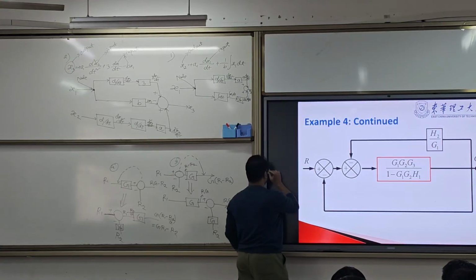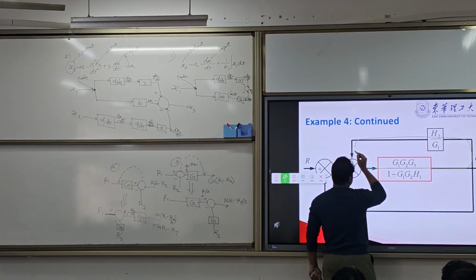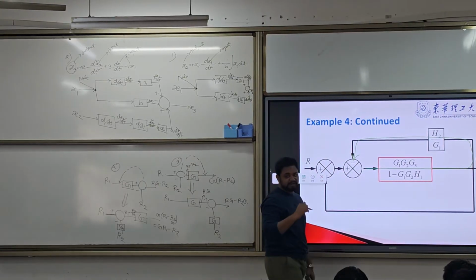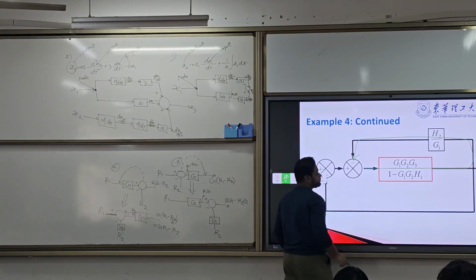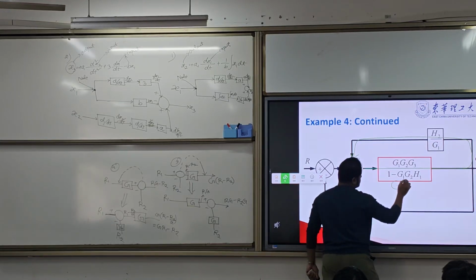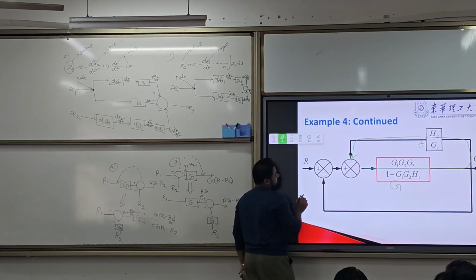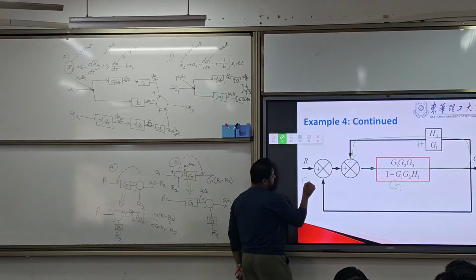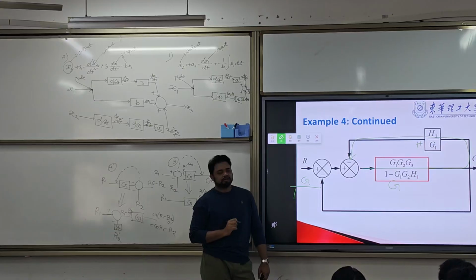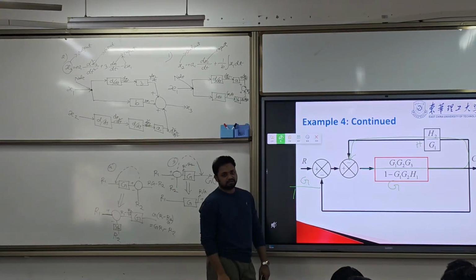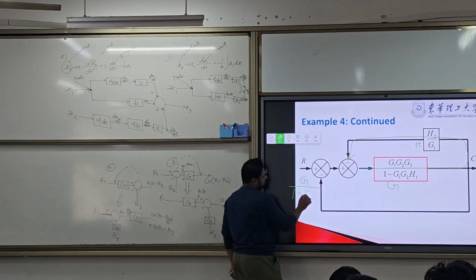Now look at this. This is what? Another feedback. It is feedback because the output is feeding back to the input again. So here this is G, this is H. So now what can we do? We will apply the same G by 1 plus or minus GH. We have minus, so plus GH.